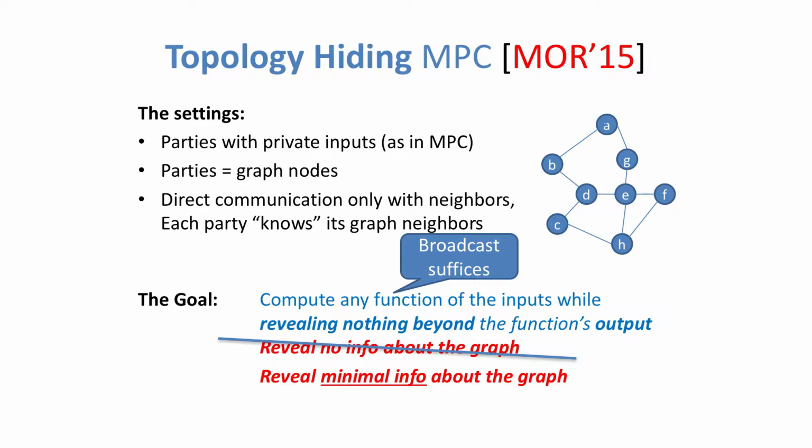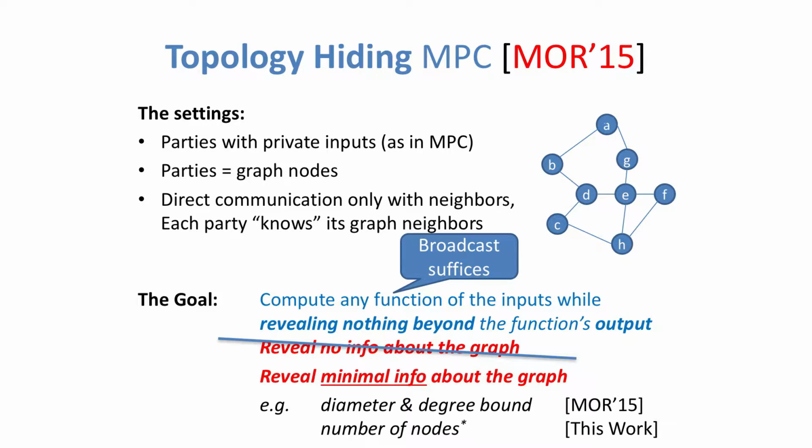Now, this is a strong requirement, and we don't quite know how to do it currently with current protocols. What we can require today is that we reveal minimal information on the graph, as little as possible. What do I mean by minimal information? For example, in the work of Moran et al. from TCC 15, they reveal a bound on the diameter and the degree of the graph. So you know some information on the graph, but it seems like quite minimal information. It doesn't reveal too much personal data. And in our work, we're going to reveal the number of nodes in the graph. And I have the asterisk there because I'm going to assume some structural properties of the graph that I'll define next.